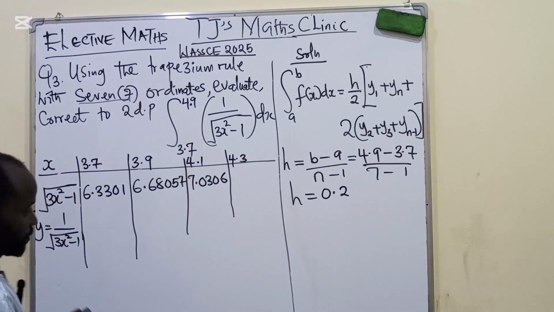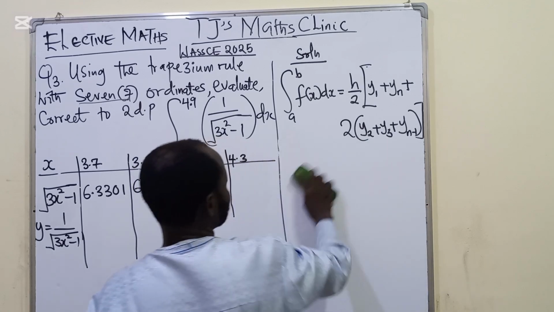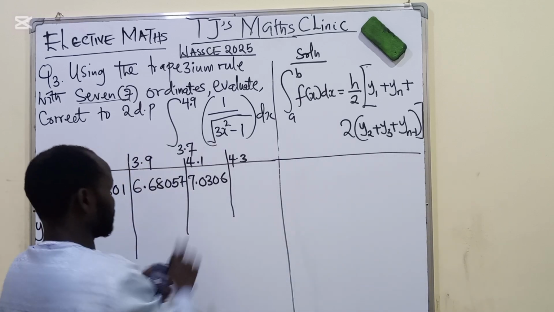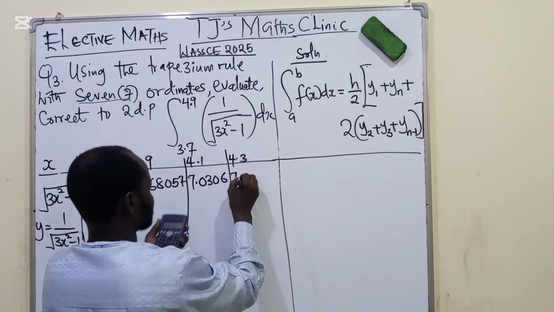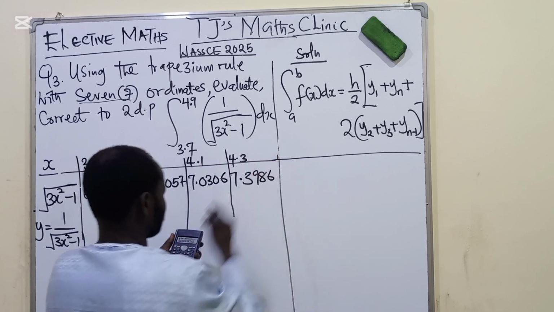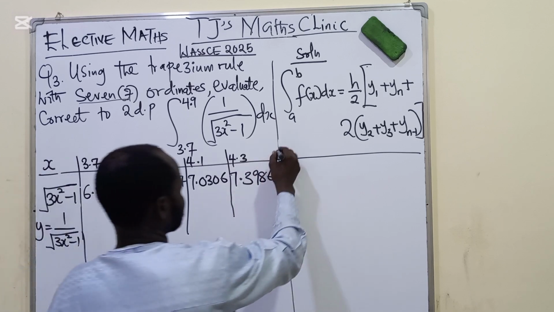Let me clean this so that we can have space. Let me remove only these parts. Our interval is 0.2 so that we can have up to this point. So we substitute again. That will be 4.3 squared. We multiply it by 3, we remove 1, that's 54.47. That will be the square root of 54.47, which is 7.3986. Next, we add 4.3 plus 0.2, that will be 4.5.